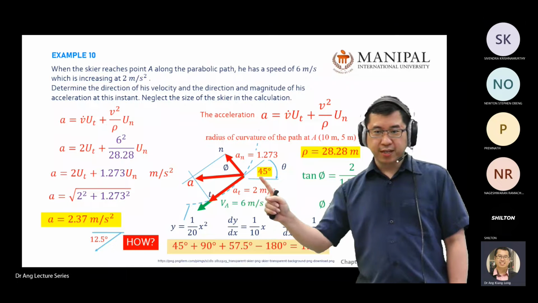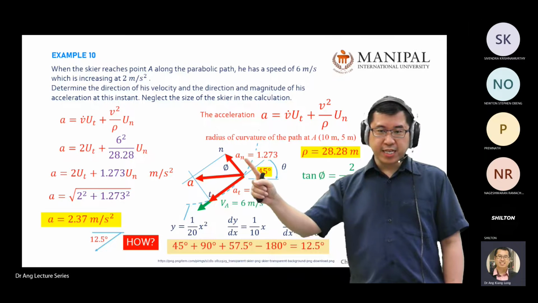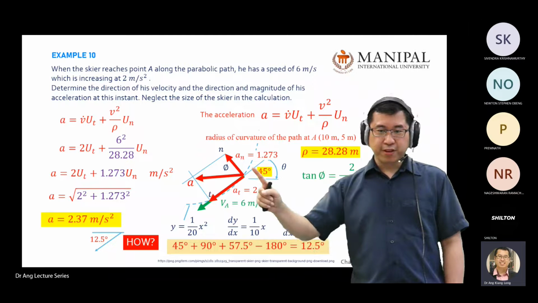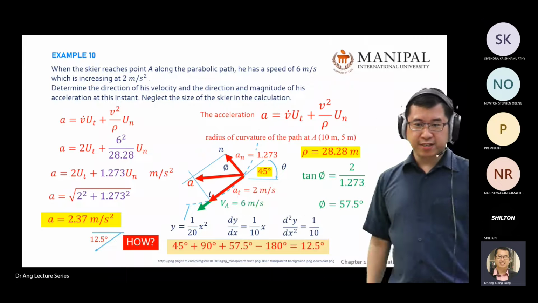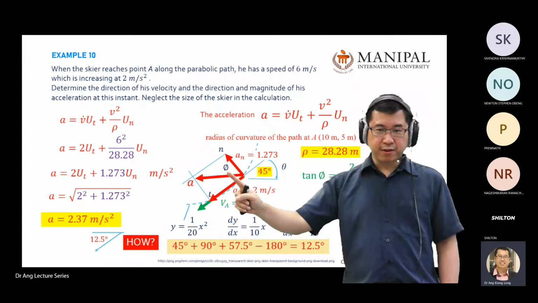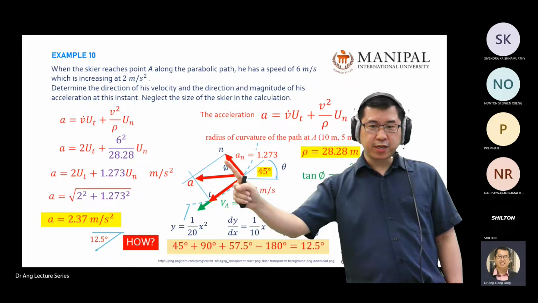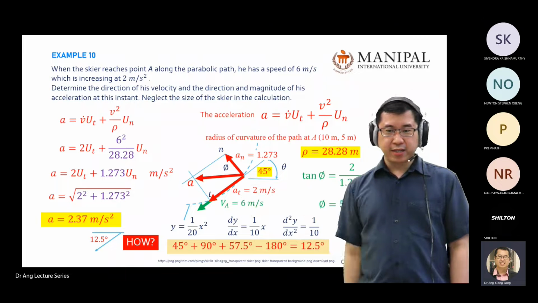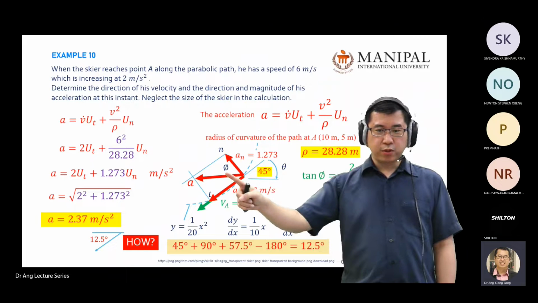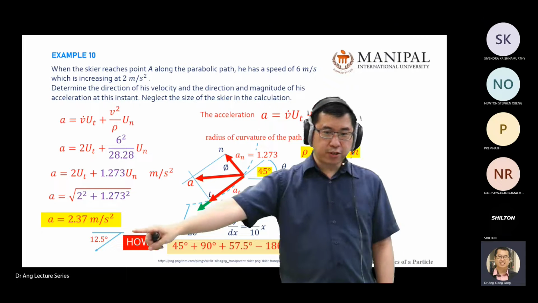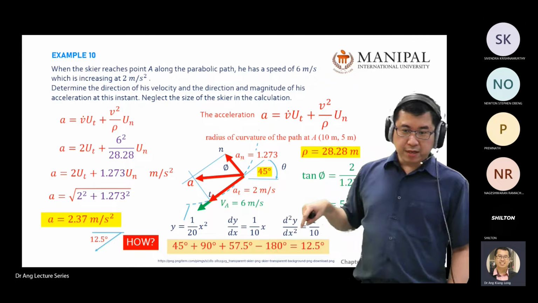So what is the total angle from this line to this arrow? How do you find the total angle? 45 plus 90 degrees. Do you understand why here is 90 degrees? Yes, sir. So 45 plus 90 plus the angle that you just found, which is 57.5. If you add all the angles together, it will be more than 180. Here, rotate to this arrow, you'll get more than 180 degrees. The balance we measure from horizontal will be 12.5.